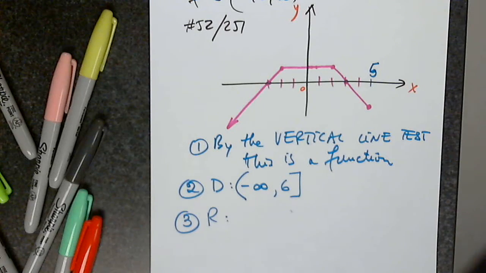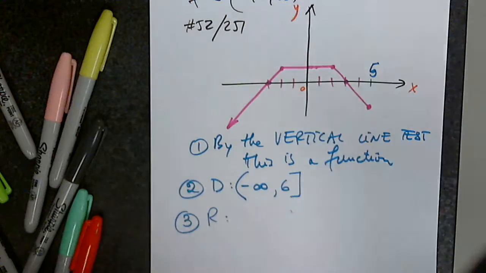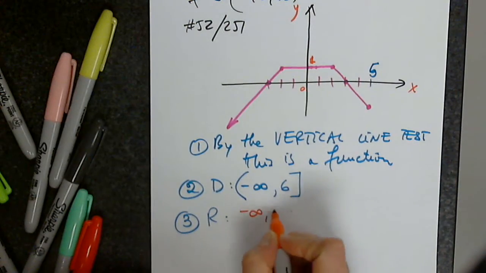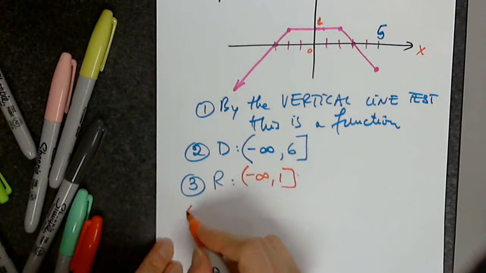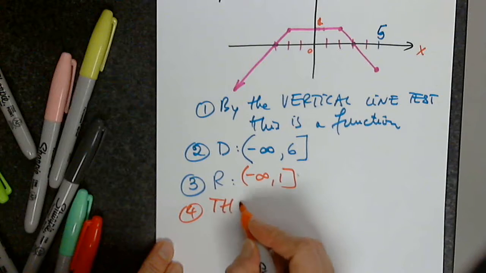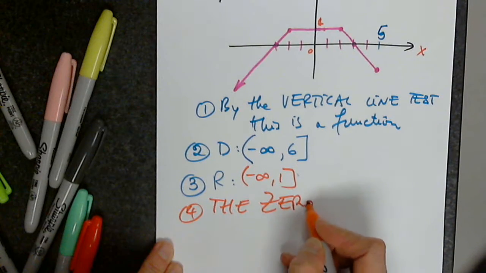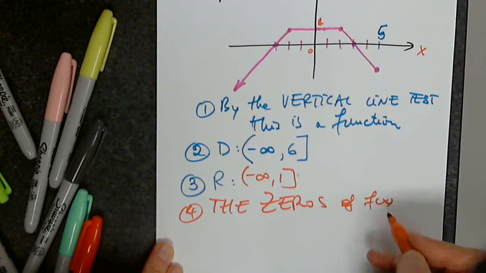In smaller pieces. Okay, so from negative infinity till 1, indeed, awesome. So this is 1 here. So negative infinity to 1, perfect. Next question, the zeros of f of x.